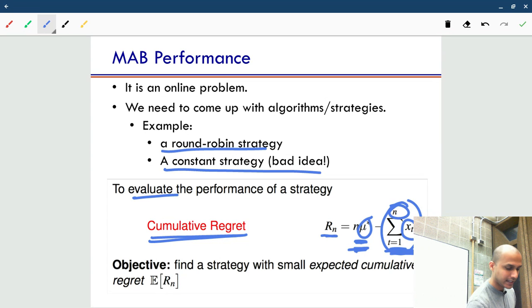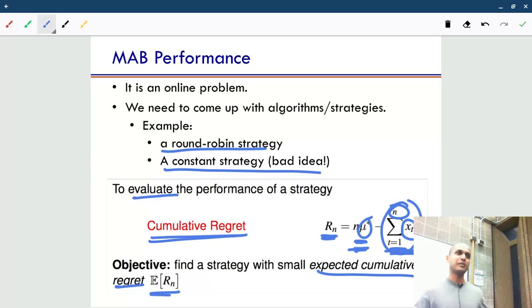Since these X's are random variables, you take an expectation of this, Rn. This is a regret. You take the expectation and it's called the expected cumulative regret, or what is called pseudo regret, but just think of it as regret. Regret just means that if I knew something, I would have done better, but I did something else. My regret is the difference between these two numbers. I feel bad that I didn't do the best.